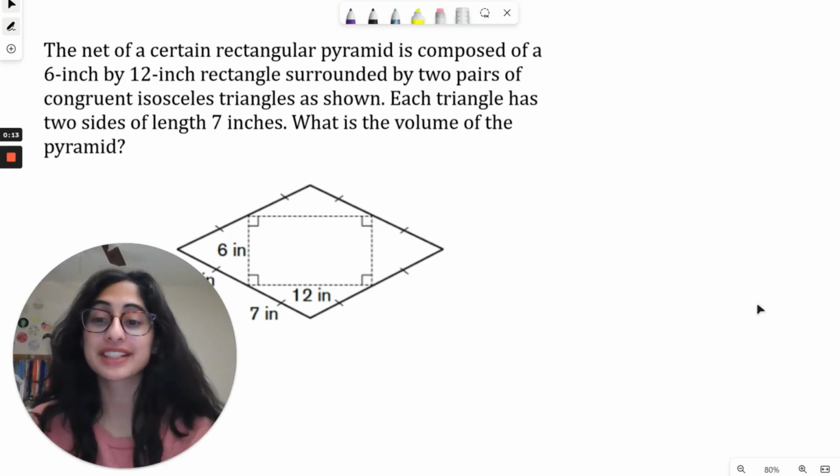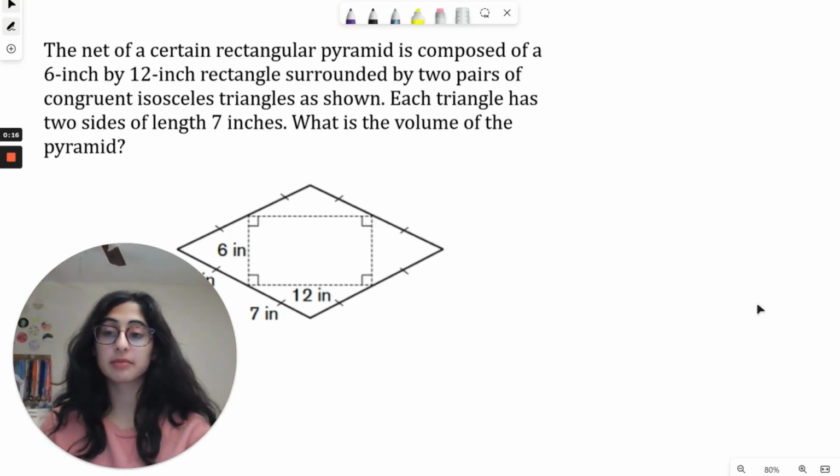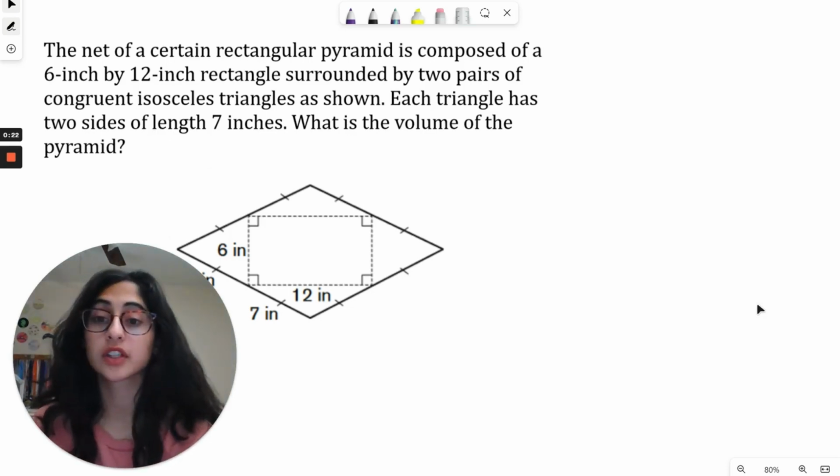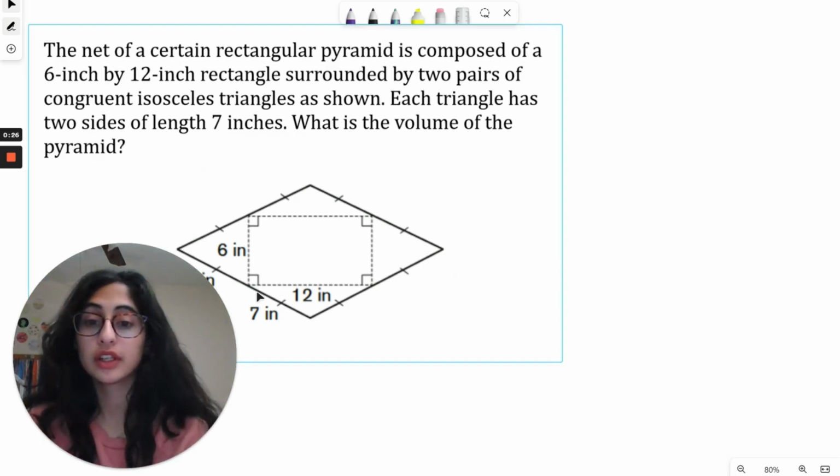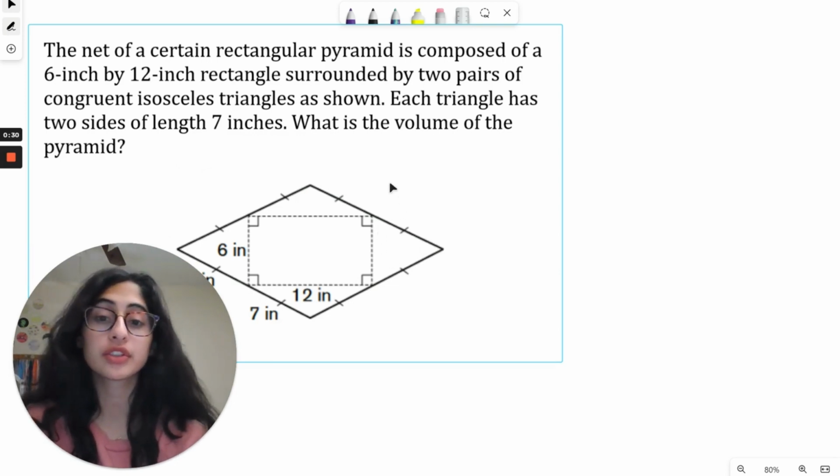Alright, so this question says the net of a certain rectangular pyramid is composed of a 6-inch by 12-inch rectangle surrounded by, as you can see, two pairs of congruent isosceles triangles. Each triangle over here has two sides of length 7 inches, and this question is asking, what's the volume of this pyramid?